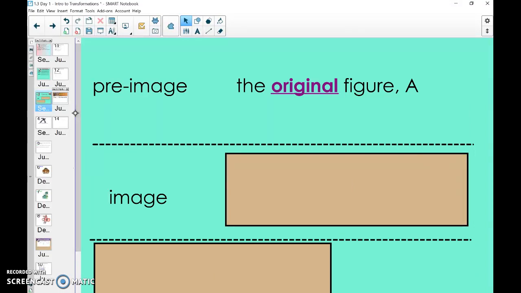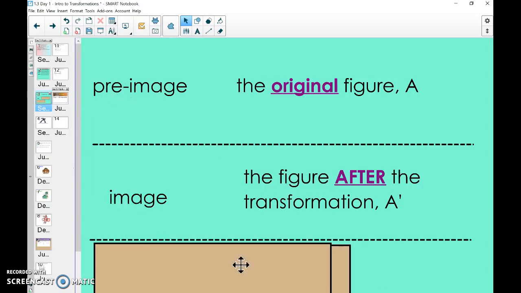So the pre-image is the original image. It's what you start with. Before it's rotated, before it's reflected, before it's translated, it's the pre-image. And again, think of pre means before, the first. And then image obviously would be the figure after the transformation. And notice all of the pre-image letters are just regular letters. So A, B, or C.